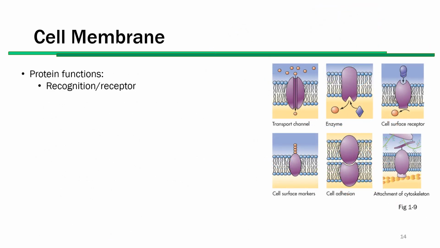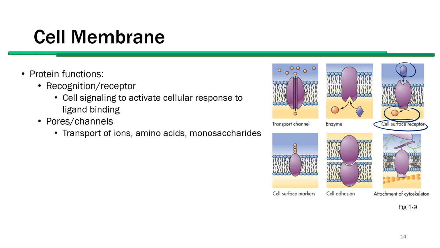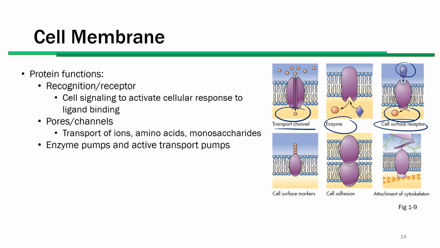Protein functions: they can be used for recognition as receptors. For cell signaling to activate, if we've got receptors, a ligand can come in and generate a signal. We'll look a lot at that. Pores and channels can transport ions, amino acids, whatever they're designed for, through the membrane. Enzymes are a big one. They can take in a substrate and form a product, catalyzing a reaction. A lot of proteins are enzymes.